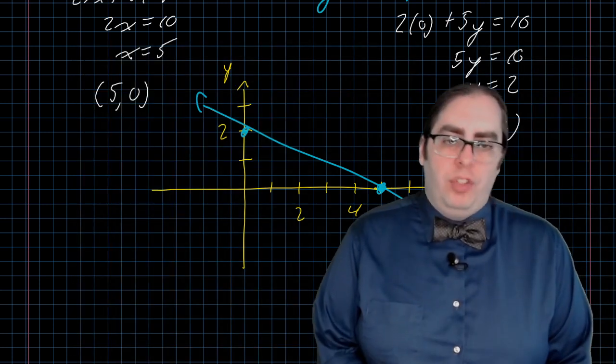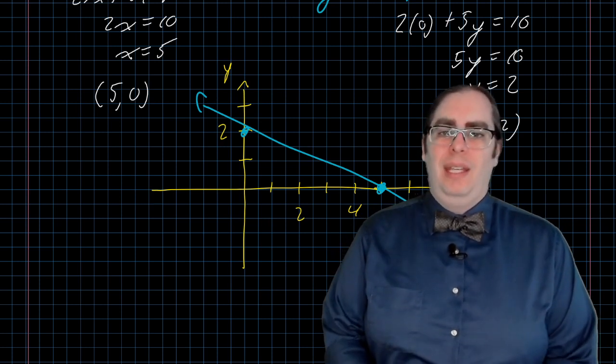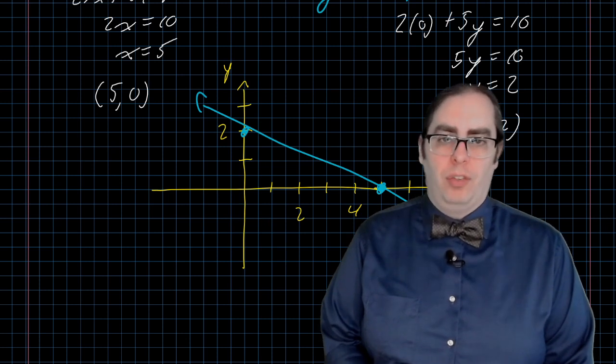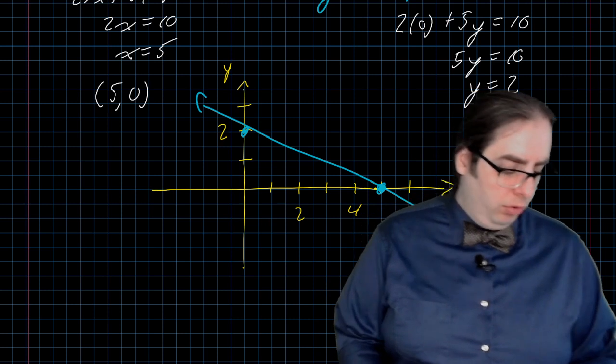One thing that shows up in this particular problem that makes our life really easy is that we have integer values for the x and y intercept. There is no reason that that has to be the case. We could have had a different equation. Let's take a look at 4x minus 7y equals 12.